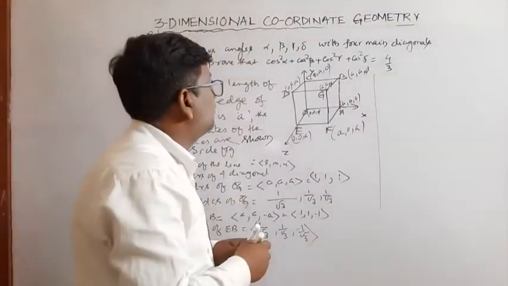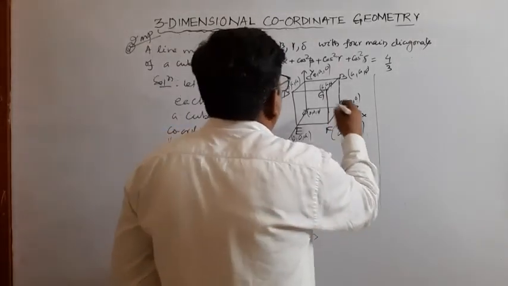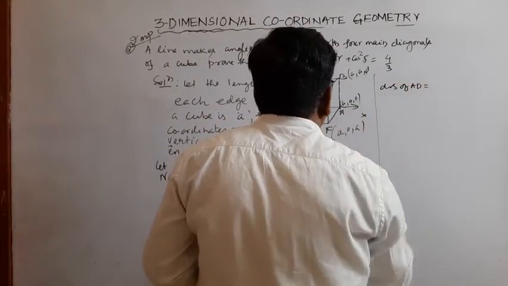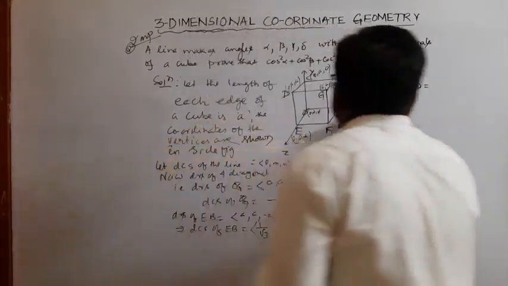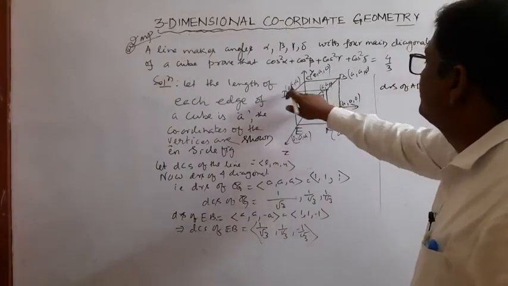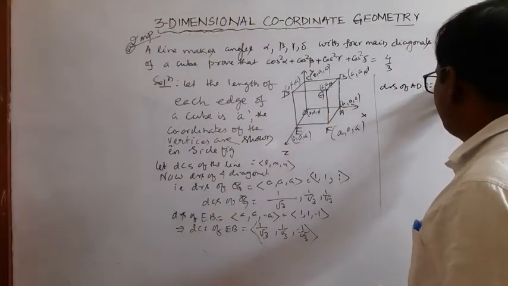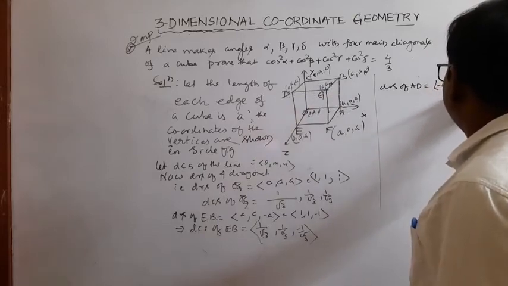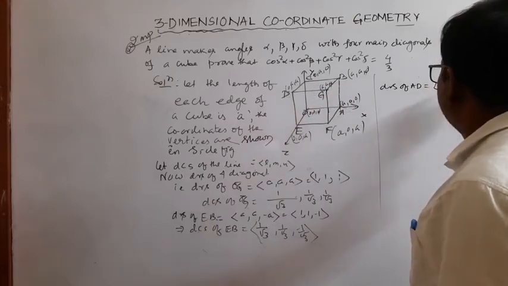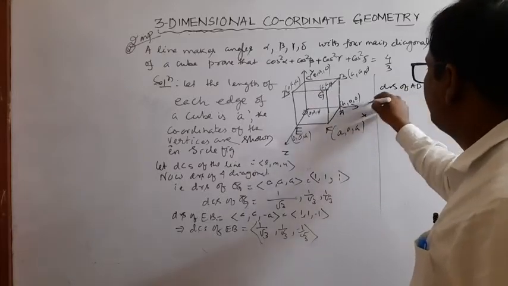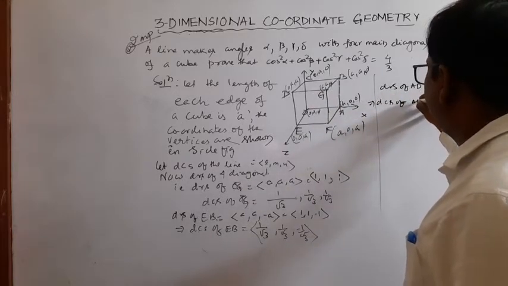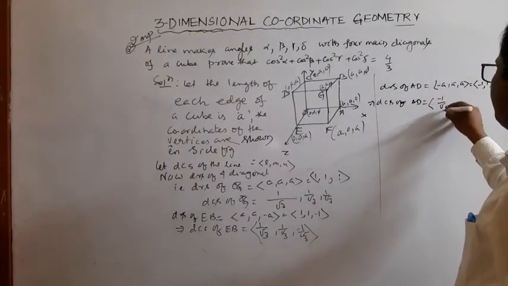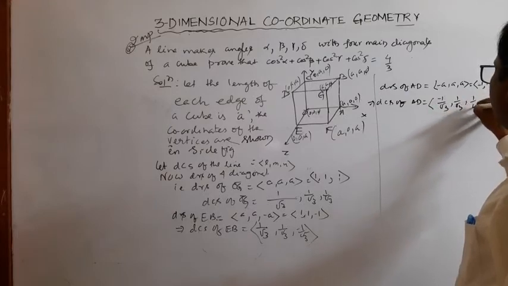Now DCs of AD, DRs of AD, that is 0 minus a, minus a, that is equal to what? Minus 1, 1, 1. So DCs of AD is equal to what? 1 by root 3, minus 1 by root 3, 1 by root 3, 1 by root 3.